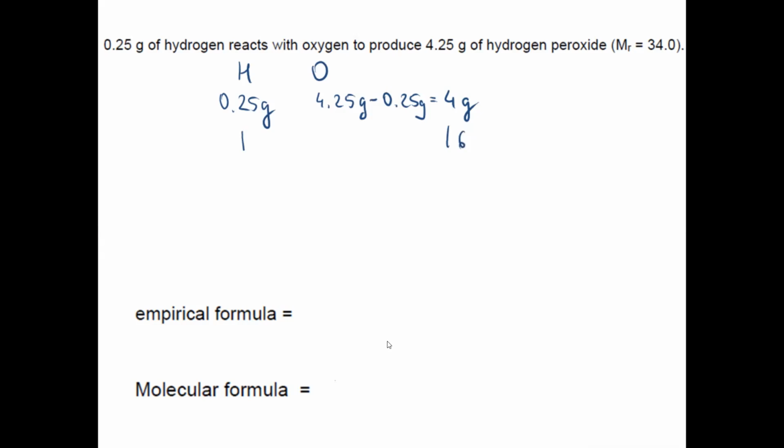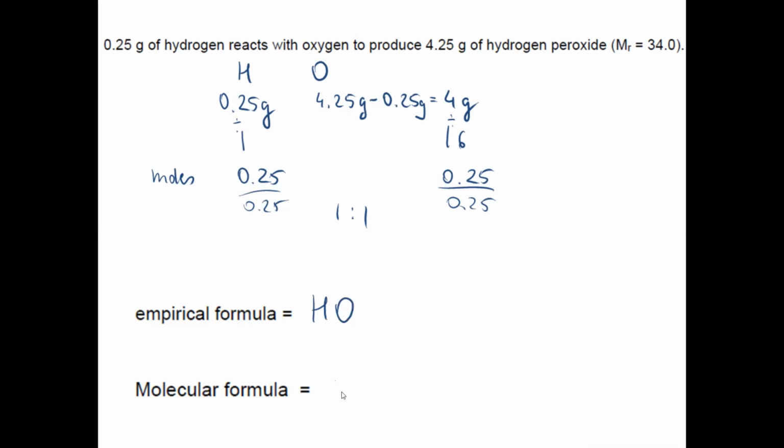So 0.25 divided by 1 is 0.25. This is my moles here. And 4 divided by 16 is a quarter, so you're going to have 0.25. Super easy. These two numbers already look like each other, so the ratio is 1 to 1. Formally, what we did was divide both numbers by 0.25. The ratio is 1 to 1. So what's the empirical formula? It's HO.